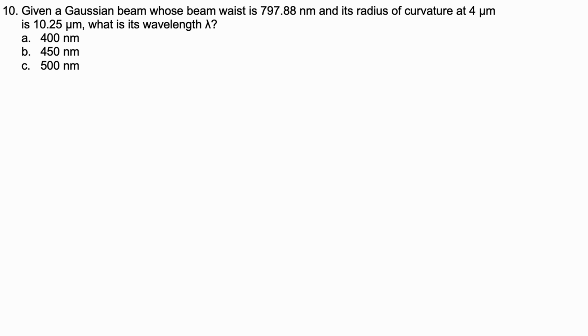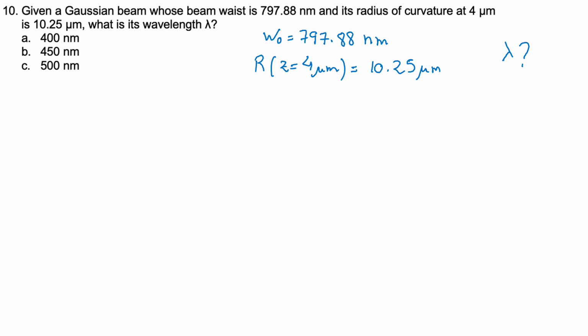Now, problem number 10. It tells us we have a Gaussian beam, and we know that the beam waist is 797.88 nanometers, and we know that the radius of curvature at the distance of 4 microns is 10.25 microns, and we need to estimate the wavelength, the color of the beam.